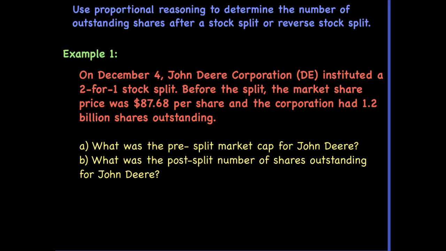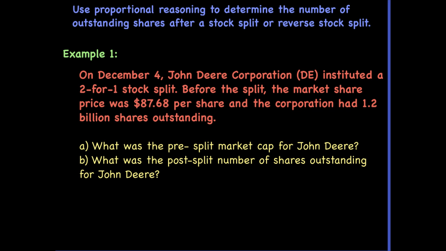Let's try some examples. What we're going to do is use proportional reasoning to determine the number of outstanding shares after a stock split or a reverse stock split. We're also going to use that reasoning to help us determine the pre or post price. So let's look at example 1.